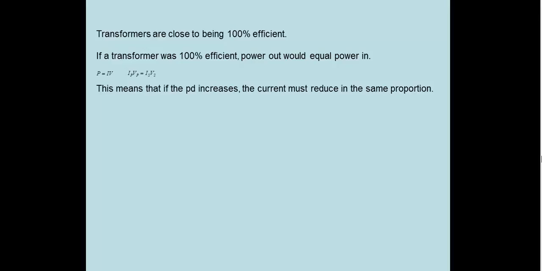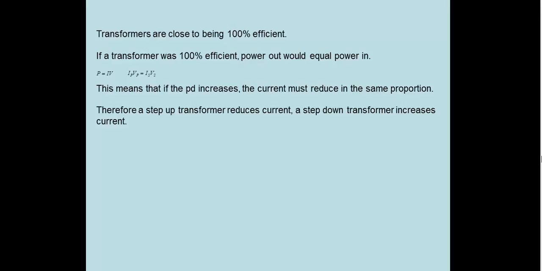This means that if the potential difference increases, the current must reduce in the same proportion. A doubling of potential difference halves the current. Therefore, a step-up transformer reduces current. A step-down transformer increases current.